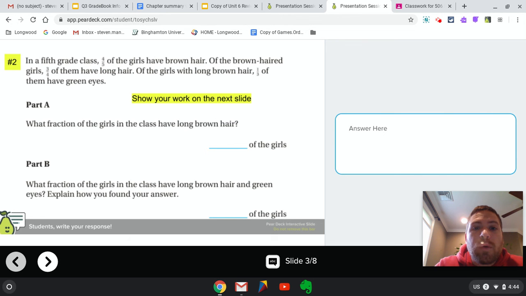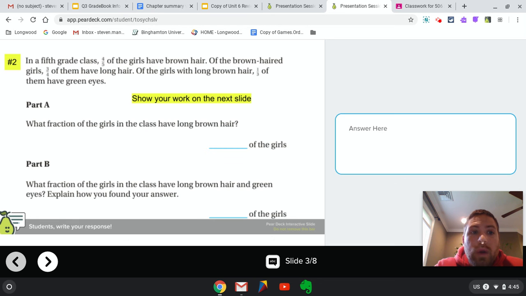Of the brown-haired girls. So now we're talking about this 4/5 up there, right? I can't draw on the screen, but we're talking back to that 4/5 fraction, right? Of the brown-haired girls, so we're looking back, they're saying 4/5 of that class. So that's what we're talking about. 3/4 of them, again, 3/4 of the 4/5 have long hair. Of the girls with long brown hair, so after we do this first part of our problem, 1/3 of them have green eyes.